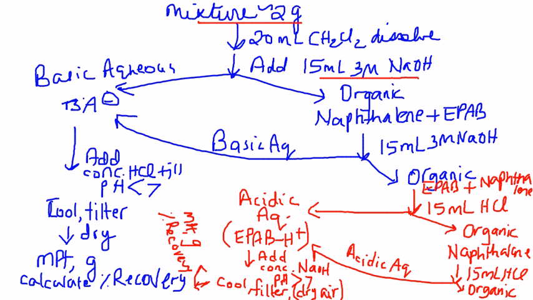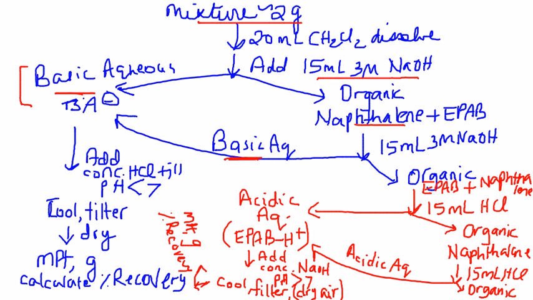So again, the mixture is being dissolved in dichloromethane. You first basify it, you add sodium hydroxide, this is dilute sodium hydroxide. You collect benzoic acid in its deprotonated form in the aqueous layer. The basic and the neutral components remain in the organic layer. You do this step twice and you consolidate all the basic aqueous layers together.